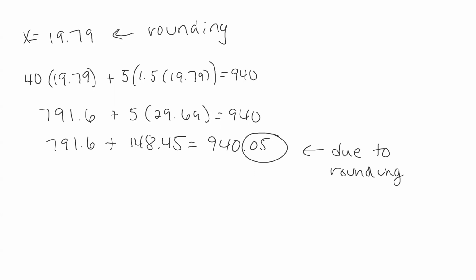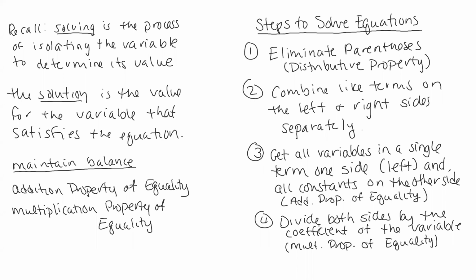All right, when I did the work to find x, I actually got 19.78947368, and I rounded up to 19.79. So that's why we get this extra 5 cents. Tony doesn't actually get the extra 5 cents. He's going to get paid those little tiny decimal pieces. But with the rounding, we do get $940.